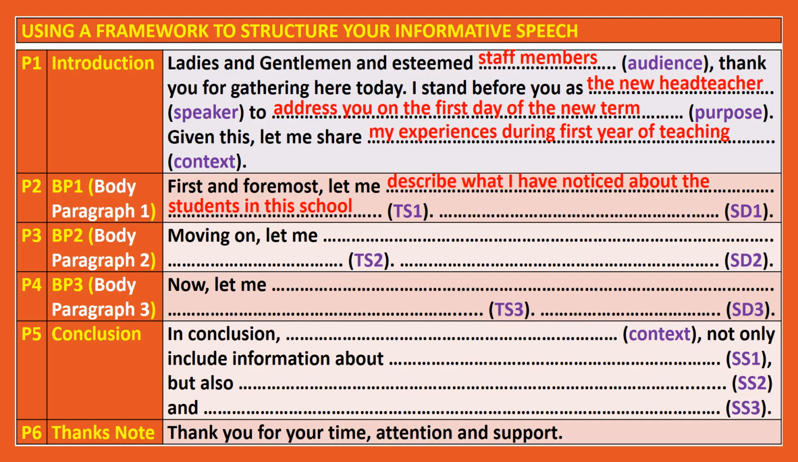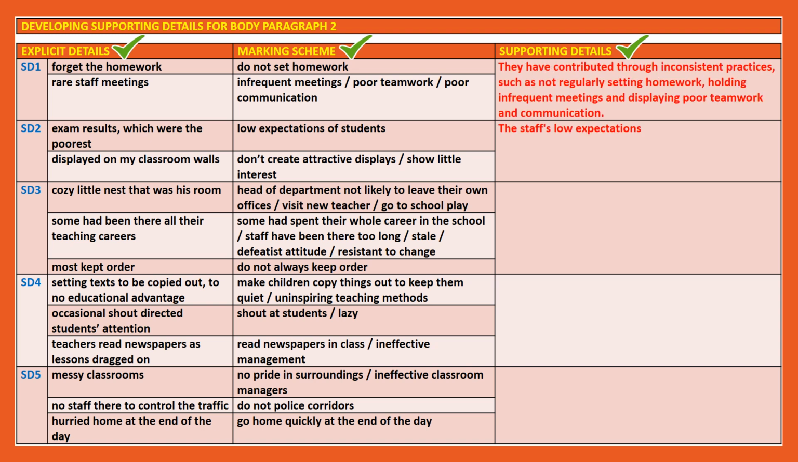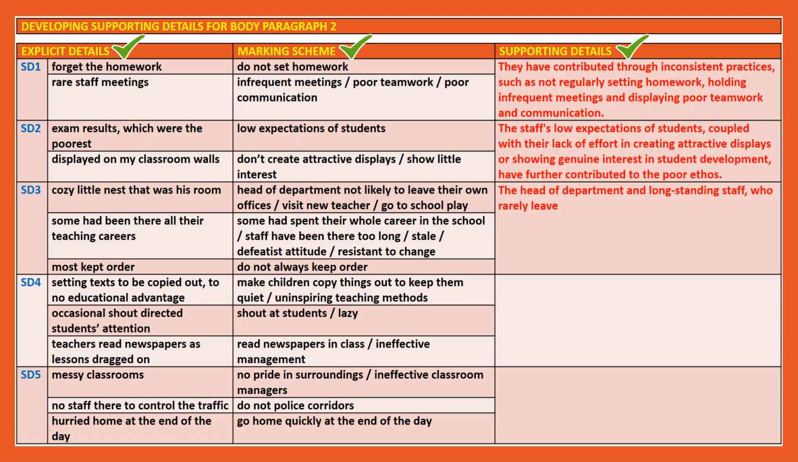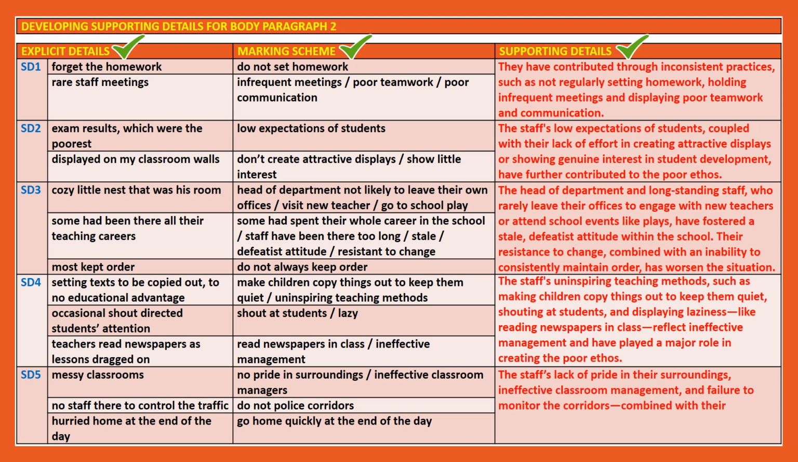Then begin paragraph 3 with another sequence sentence starter and a topic sentence deriving it from the second bullet point in the prompt to introduce the second body paragraph. Now develop supporting details for the second body paragraph. Use clues from the explicit details and the marking scheme provided to develop supporting details to be included in body paragraph 2. Supporting detail 1, supporting detail 2, supporting detail 3, supporting detail 4, supporting detail 5.